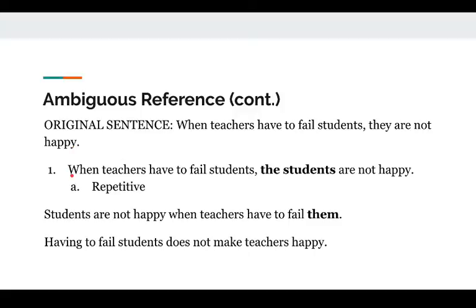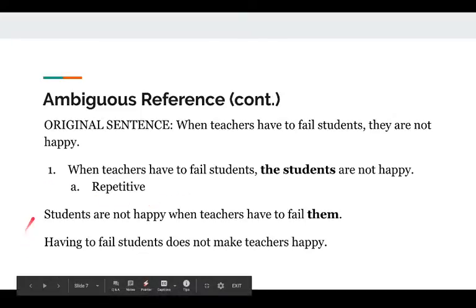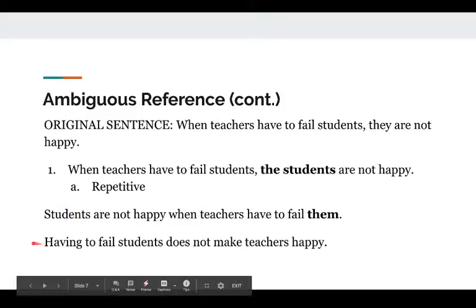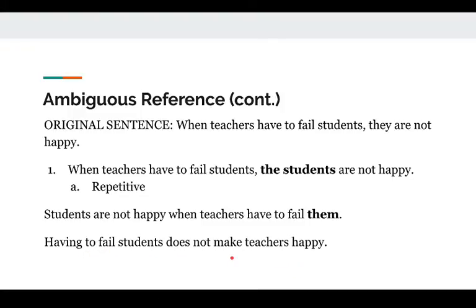We can fix this ambiguous reference by just saying the students, but that is repetitive, because then the sentence would read, when teachers have to fail students, the students are not happy. So two better ways to solve this without being too repetitive are saying, students are not happy when teachers have to fail them, because in this sentence we know that the students are the ones that aren't happy, yet we're not repeating students twice. This sentence also works: having to fail students does not make the teachers happy. Here, the they that was referred to is different, but it's still a clear sentence. And again, there is no repetition of the teachers or the students.